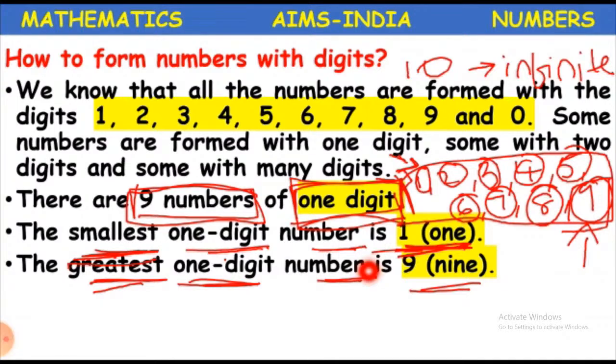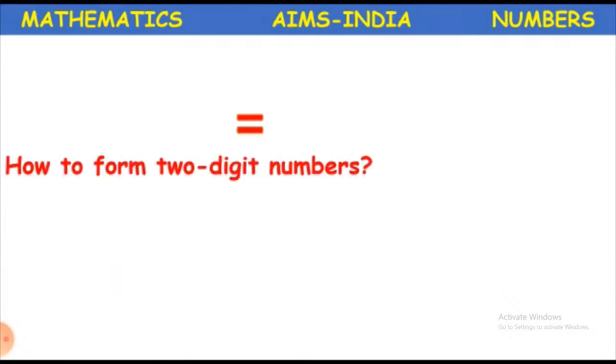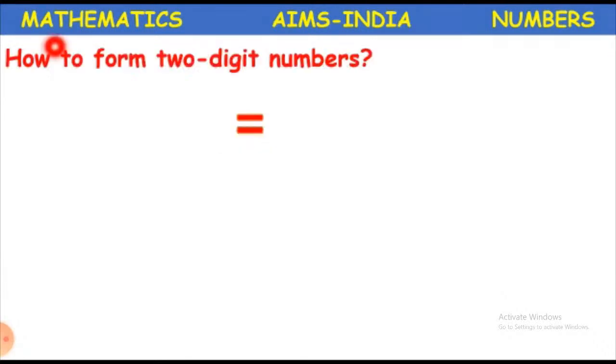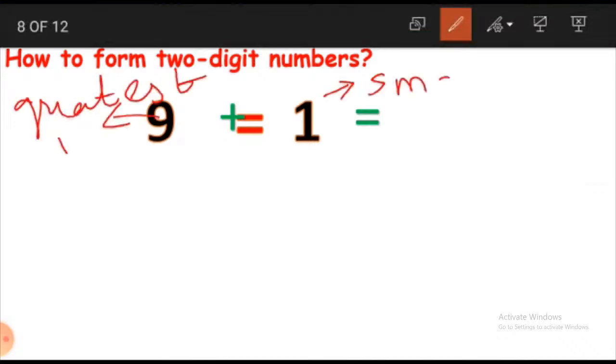Now let us move to the next. What comes after 1? 2. How to form 2-digit numbers. We have learned how to form 1-digit numbers. Now we learn how to form 2-digit numbers. Here we are taking 9. 9 is the greatest one digit number. And 1 is the smallest one digit number.